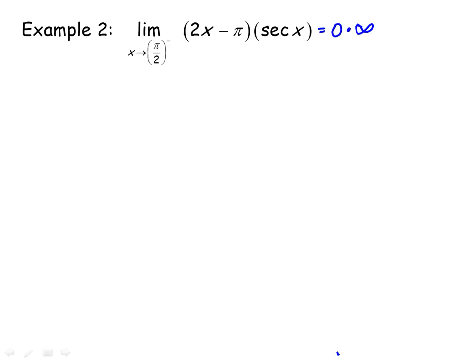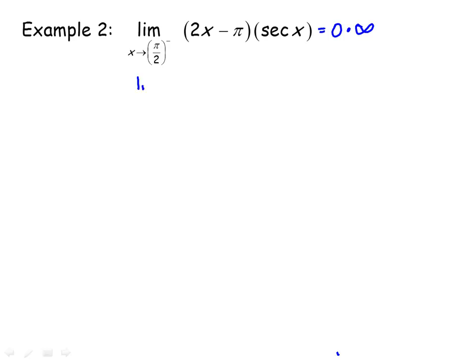Well, you can do chain rule or quotient rule, whichever one you want to do. Either way, it's going to be crazy. Watch this. If I leave 2x minus pi on top, and on the bottom I do 1 over secant x, what is 1 over secant x equivalent to? Isn't that nice? Let's do that.